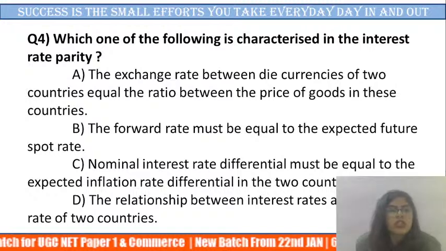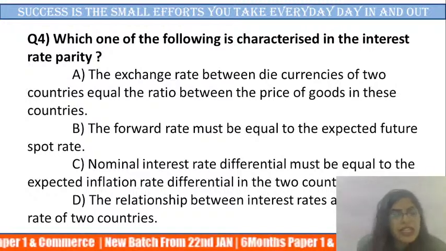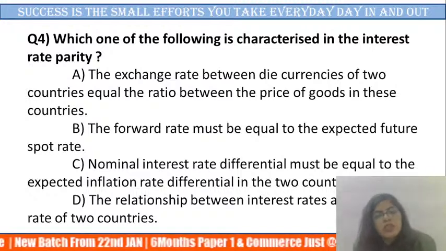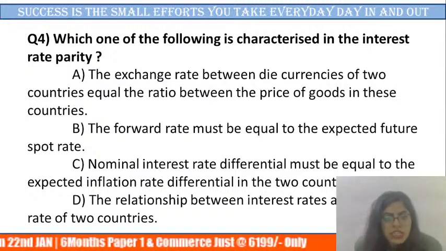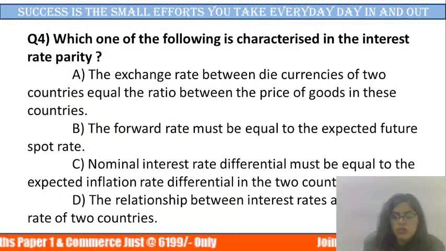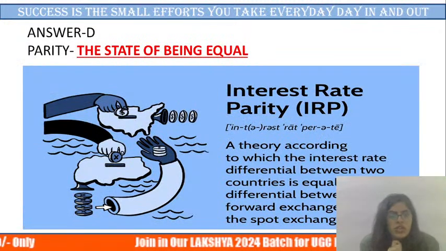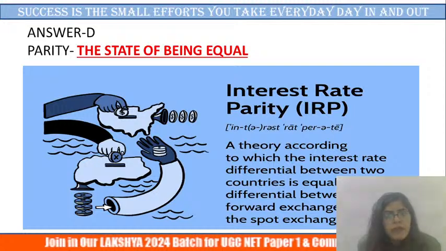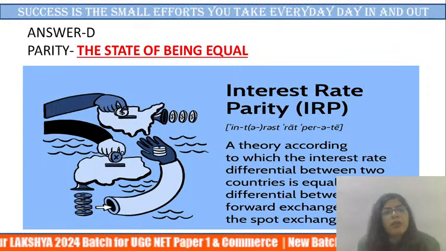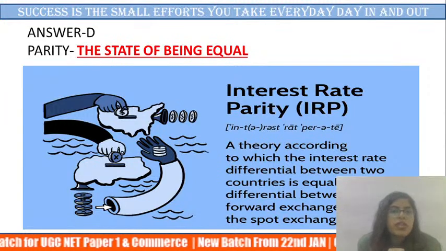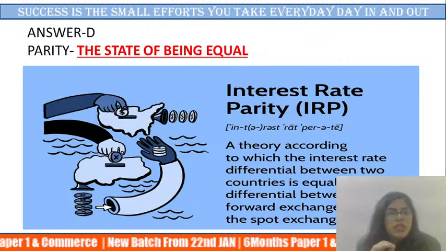Okay, the answer for this question is statement D actually. That is the relationship between two countries' interest rate and the exchange rate. Now just understand what is interest rate parity. We all know what interest rate is. So what does parity mean actually? Basically parity means the state of being equal. The things will be equal.